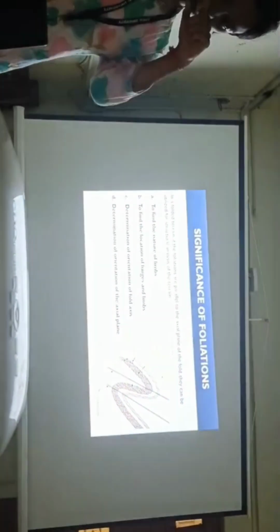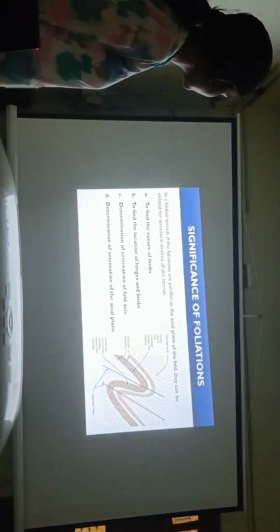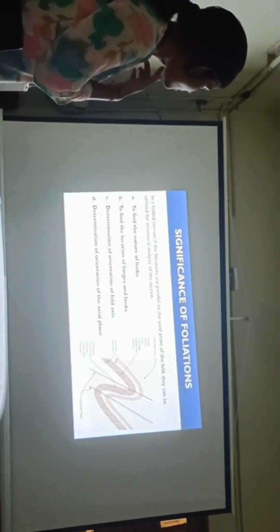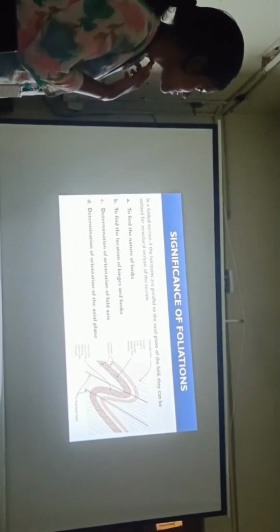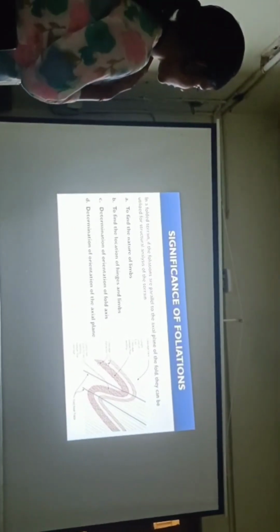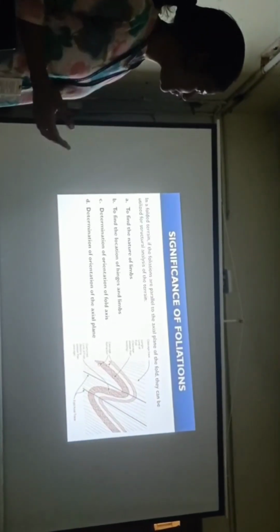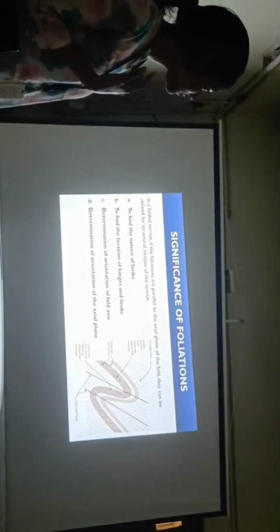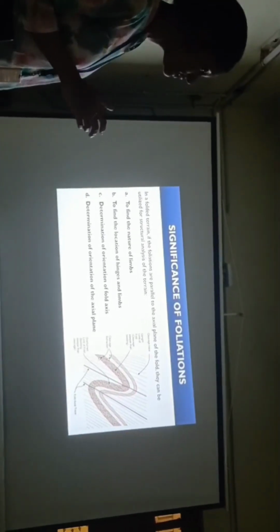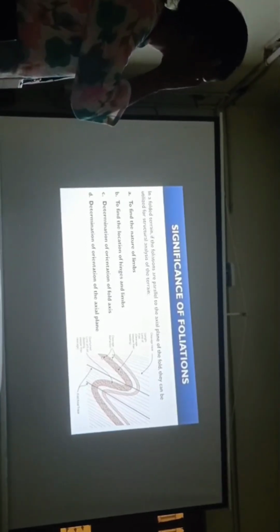So now the significance of the foliation. In a folded terrain, if the foliations are parallel to the axial plane of the fold, then we can utilize it for some sort of structural analysis. First is to find out the nature of the limbs. If the bedding and the cleavage are dipping in the same direction and the dip of the cleavage is steeper than the bedding, then it represents the normal limb or upright limb of a fold. In the other case, if the bedding is dipping more steeply than the cleavage, then it indicates the inverted or overturned limb of the fold.